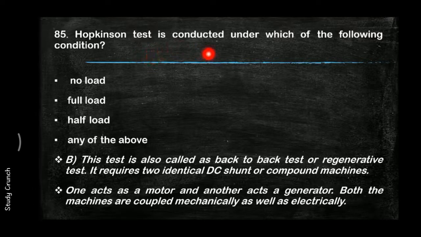Hopkinson test is conducted under which of the following condition? So the answer is it is conducted under the full load condition. It is also known as back-to-back test or regenerative test. It requires two identical DC shunt or compound machines. One acts as a motor and other acts as a generator, and both are coupled mechanically as well as electrically.